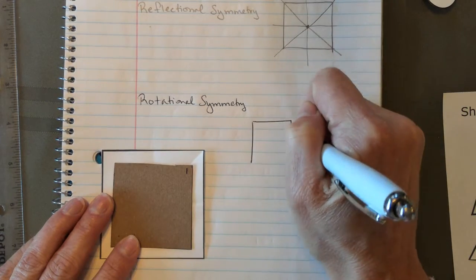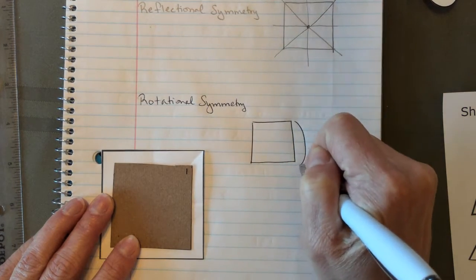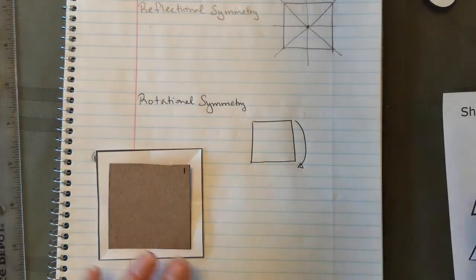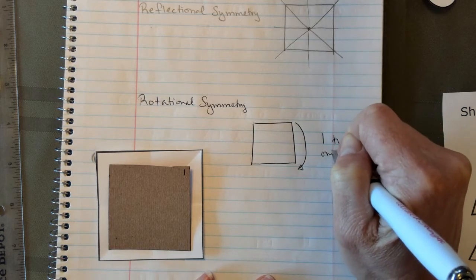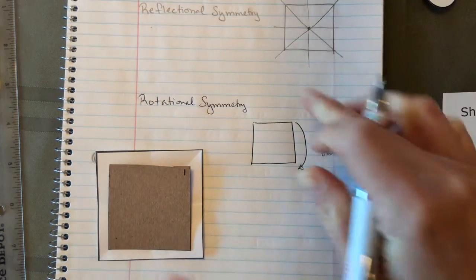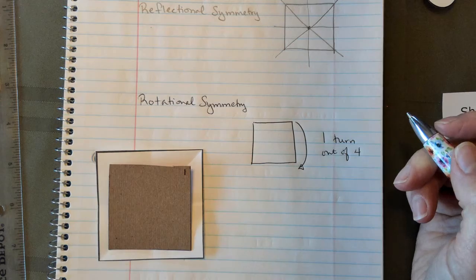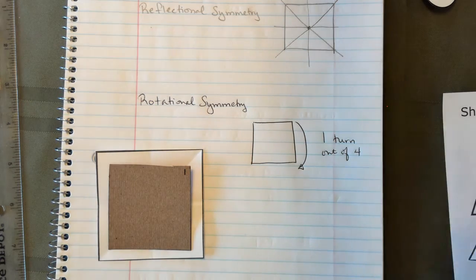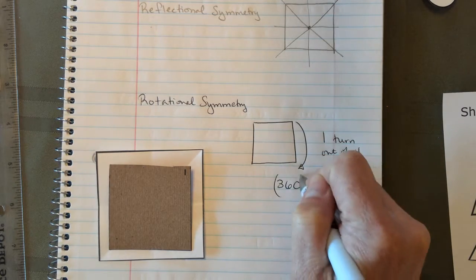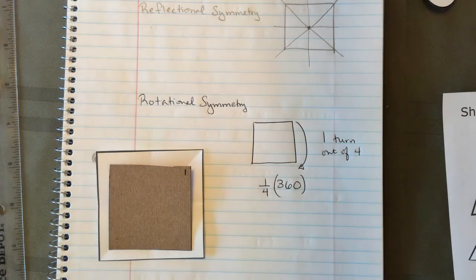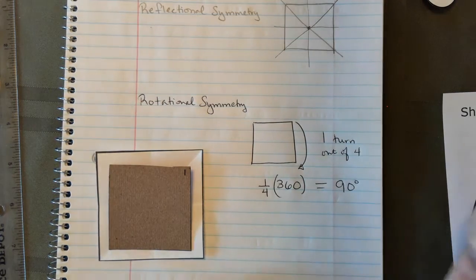So I'm going to draw myself a square. For us to map that corner down so that we have symmetry, we have 1 turn out of 4 if we were to get all the way back to the original location. Well, guys, there's 360 degrees in a full circle. What we're going to do is multiply that by 1/4 of a turn. Well, 360 times 1/4 is really 360 divided by 4. That's 90 degrees.